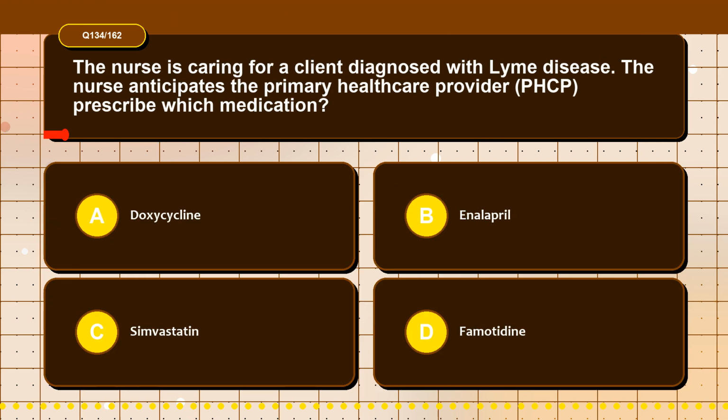Question 134. The nurse is caring for a client diagnosed with Lyme disease. The nurse anticipates the primary healthcare provider (PHCP) will prescribe which medication? Here are the options. Option A. Doxycycline. Option B. Enalapril. Option C, simvastatin. Option D, famotidine.